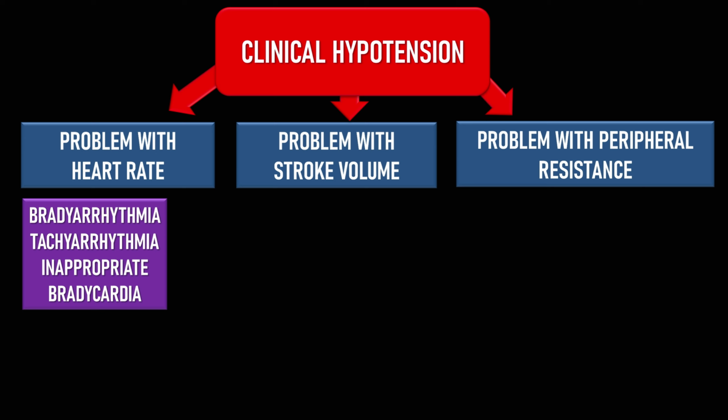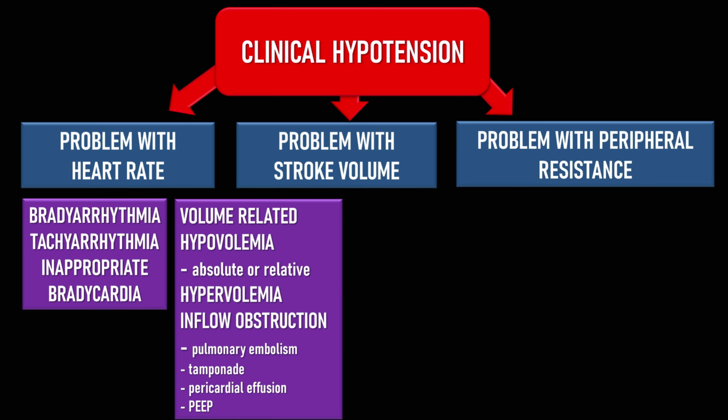With the stroke volume, this may be volume related due to hypovolemia that may be absolute, for example, the patient is bleeding or vomiting, or relative, where they have redistributed blood volume or plasma volume to another part of the body, such as what we see in sepsis. The patient may be hypervolemic, and as a result there's very little motion going through the venous side of the circulation. There may be inflow obstruction into the right or the left side of the heart caused by pulmonary embolism, cardiac tamponade, pericardial effusion, or high levels of PEEP.